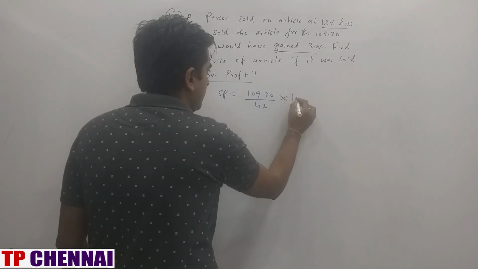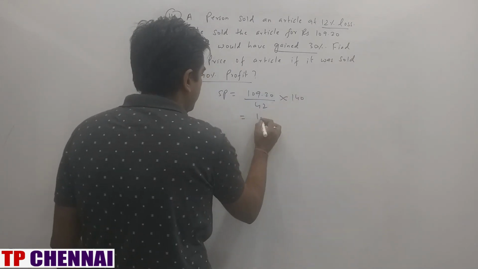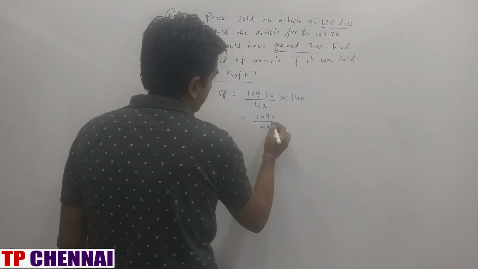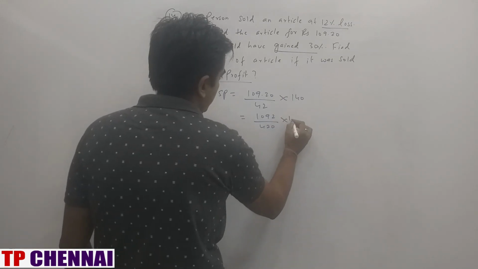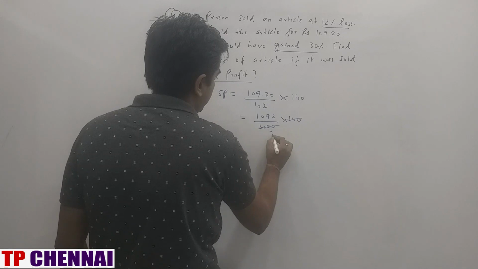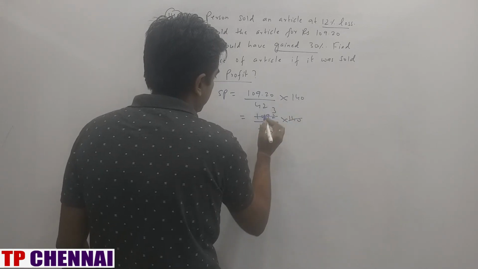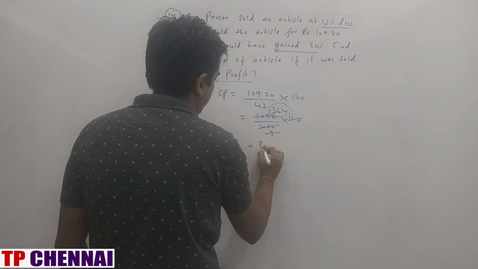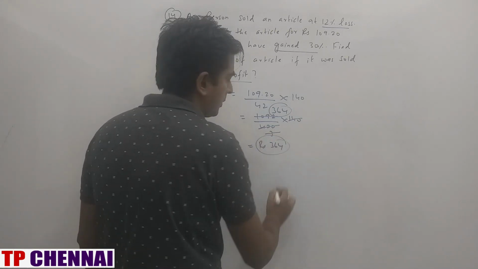So 140. So I am removing the decimal. 1092 divided by 420 into 140. This is 3 times 3 is 9, 3 times 6 is 18, 3 times 4 is 12. What is the answer? Rupees 364.